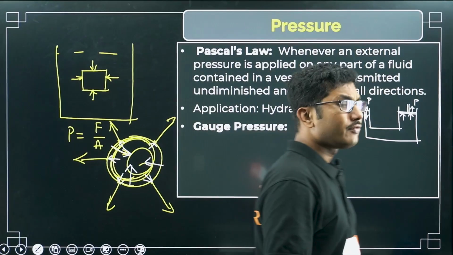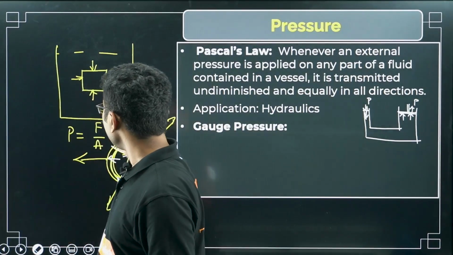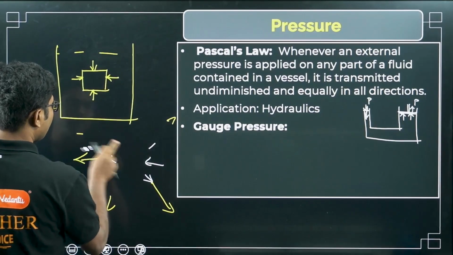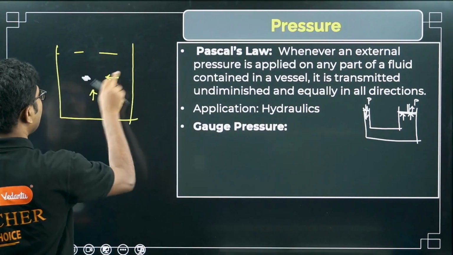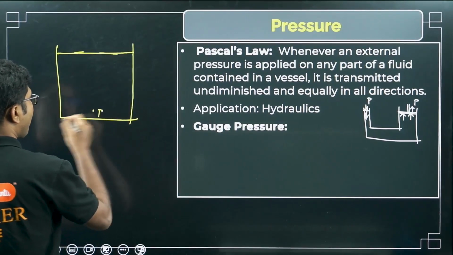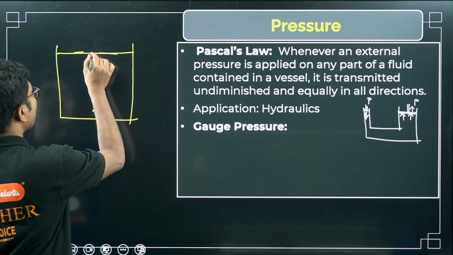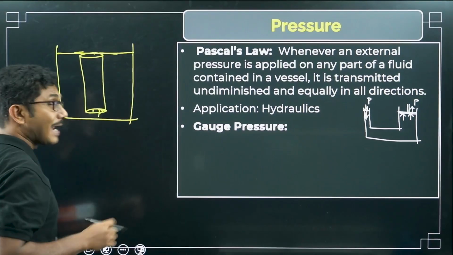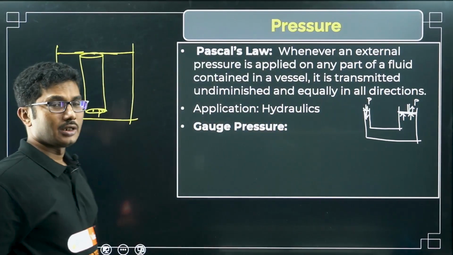Gauge pressure. What is the meaning of gauge pressure? This is very interesting. We have a liquid in a container, and we want to measure the pressure. Now I want to measure the pressure here due to the liquid column only. If I want to measure the pressure due to the liquid only, then that pressure is called gauge pressure. Gauge pressure is the pressure due to liquid only or fluid only.